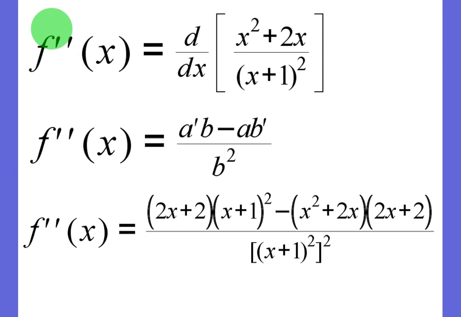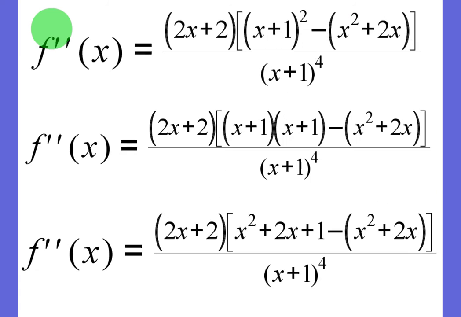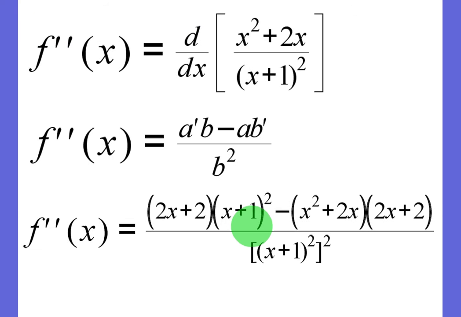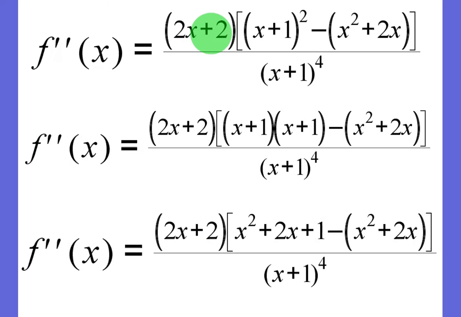It normally doesn't happen, but here we have the derivatives of top and bottom are going to be the same. Then it's going to be a prime b minus ab prime over b squared for the quotient rule. We're going to simplify this out a little bit. Notice both of these have a 2x plus 2 in them. We're going to pull that out as the GCF. So we're pulling this 2x plus 2 out. We're going to be left with x plus 1 squared minus x squared plus 2x.